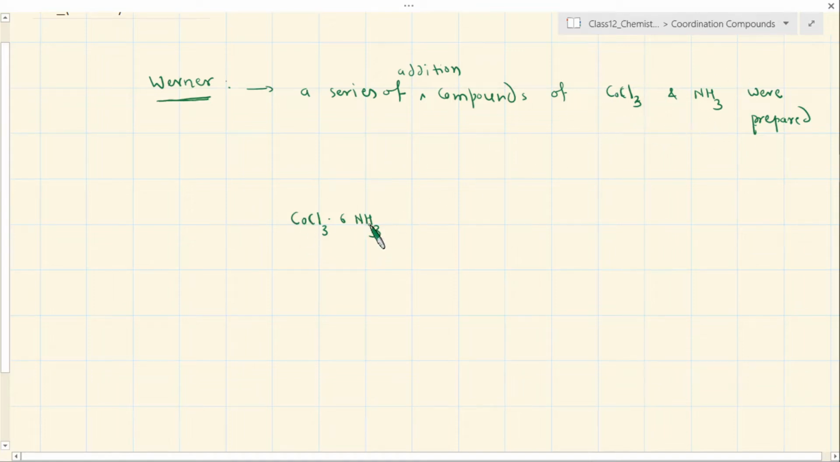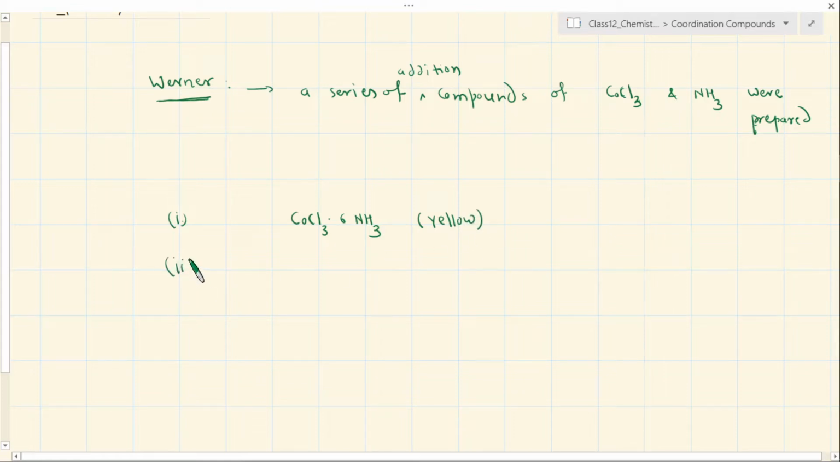Let's say there is an addition compound which is prepared by mixing cobalt chloride's aqueous solution with ammonia, and you get a compound. In this compound it was found that the crystal contains 1 cobalt, 3 chloride and 6 ammonia molecules. So this is one compound, and it carried a unique color, which was found to be yellow. The crystal of this was found to be yellow.